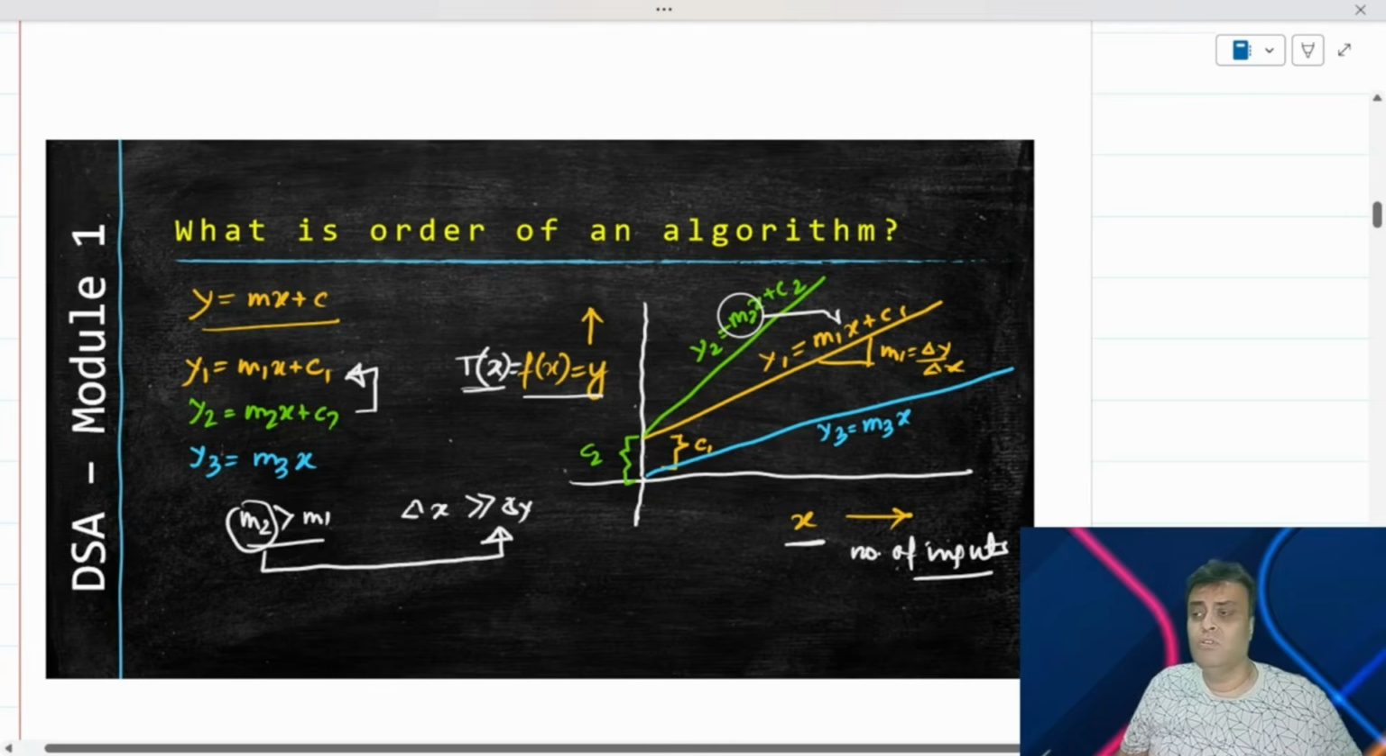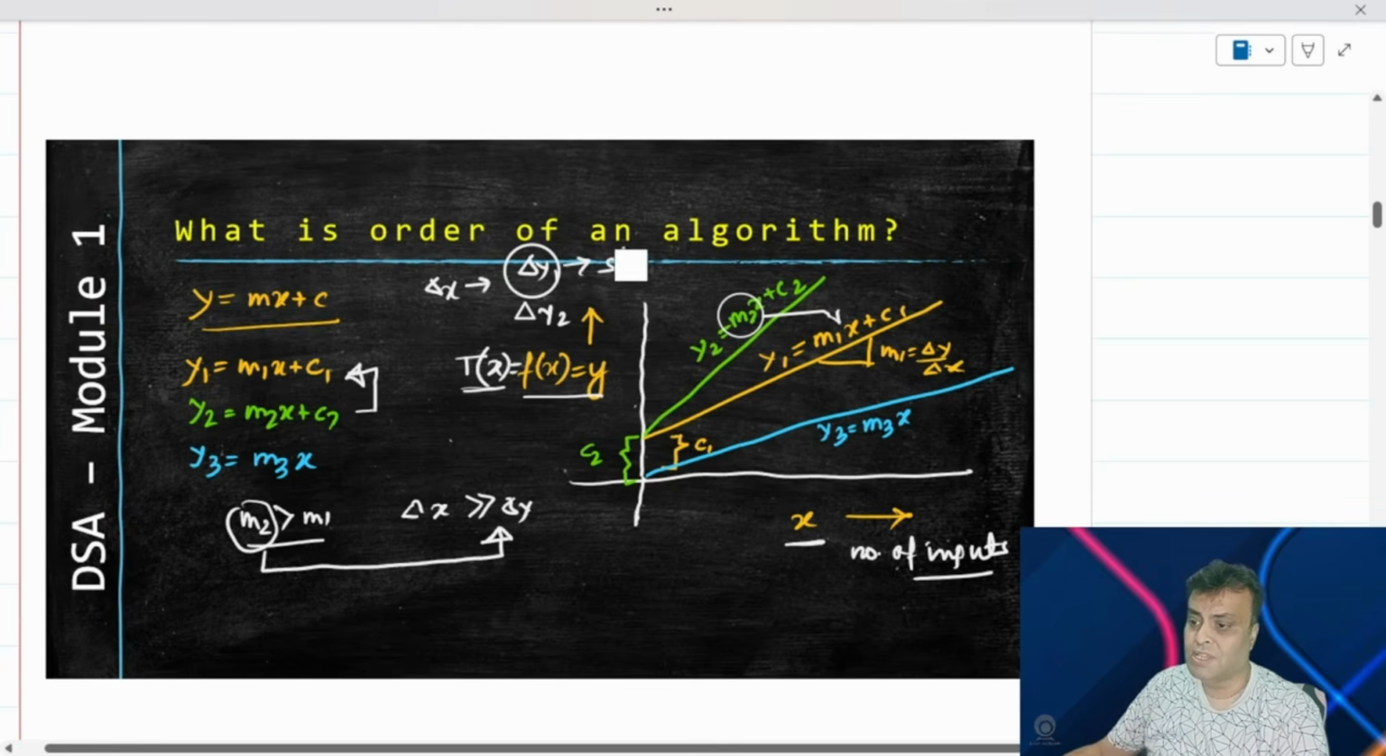And what are m1 and m2? m2 and m1 are the change of time when you give more and more inputs, right? Is the change of time increasing for a particular set of inputs in the same manner as the other set of inputs? So if I give delta x, will both the curves behave in the same manner? Will delta y1 and delta y2 both behave in the same manner? No, they will not.